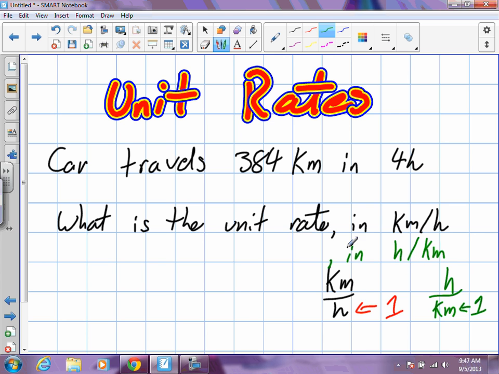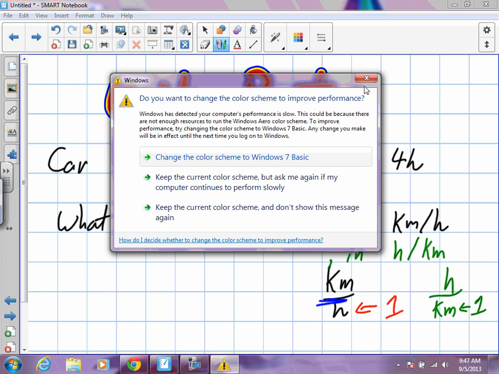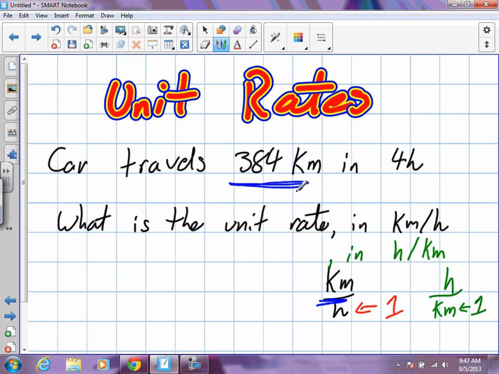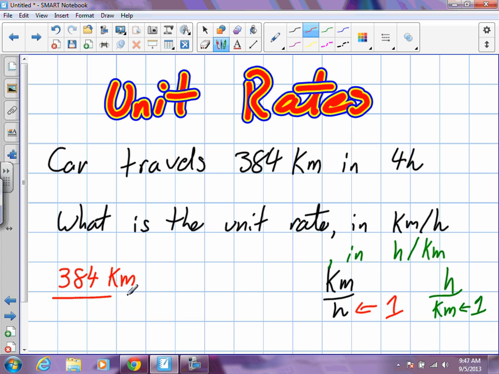So if that's the case, because I've already set up the units, I need my kilometers on top. So our kilometers in this question are 384, and we'll do it in red. So they've traveled 384 kilometers in how many hours? 4. In 4 hours. Okay? So this is specifically setting us up for a division question. What fractions mean is we need to divide these values.